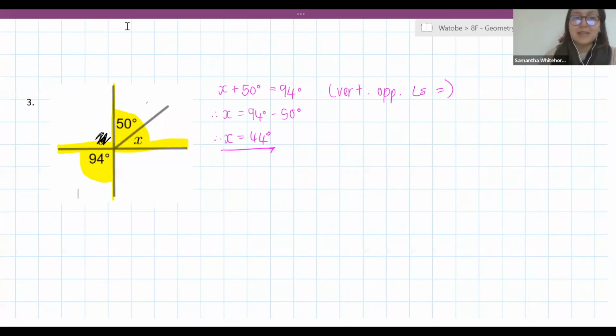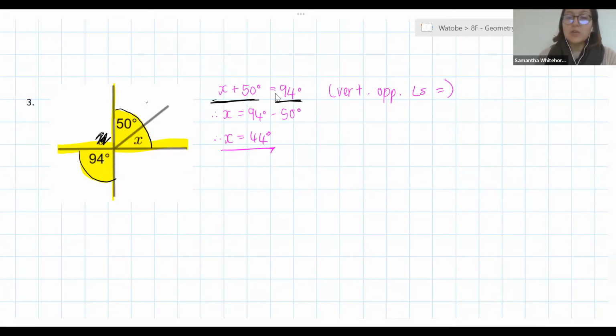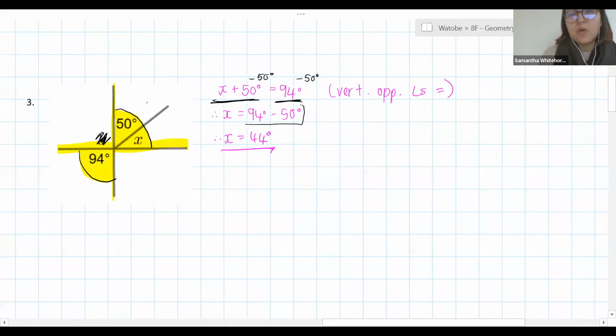What that then means is I can set up my equation. So x plus 50, which is what I've got here, must be equal to 94 degrees. So I've set up my equation using my reason: x plus 50 equals 94. And then I go and solve for x. I subtract 50 on both sides so that I can get x alone. And when I say 94 minus 50, that is where I'm getting 44 degrees from. And so x is equal to 44. So I'm just solving my equation.